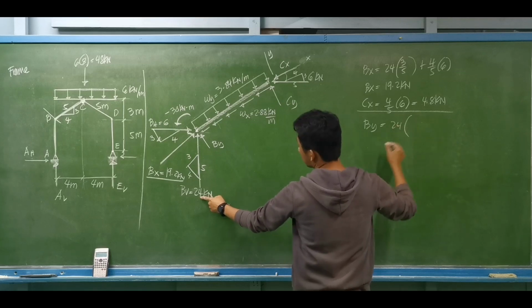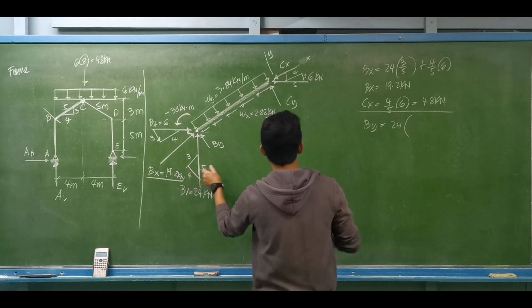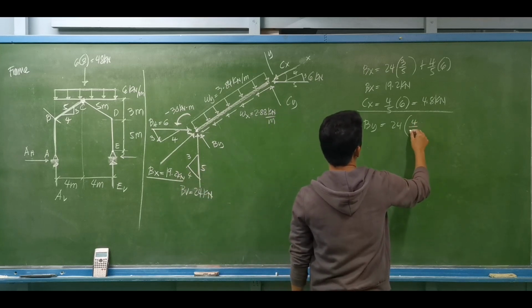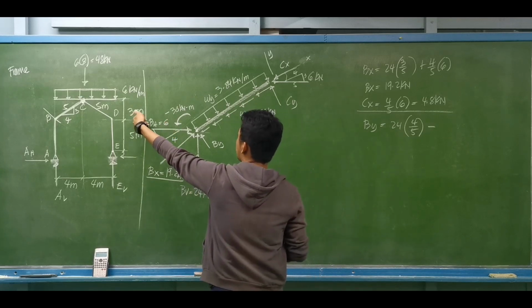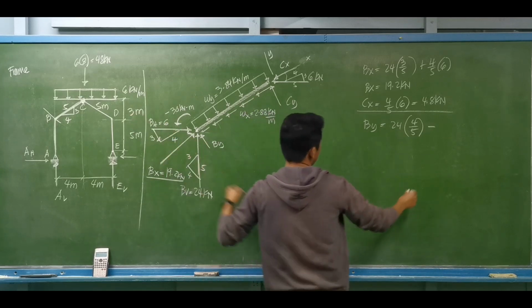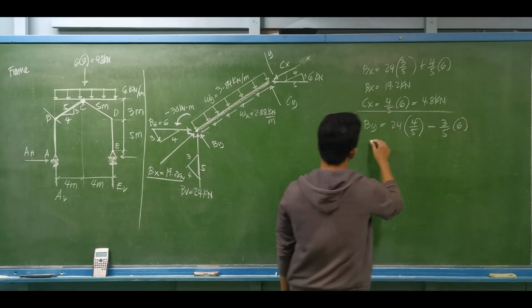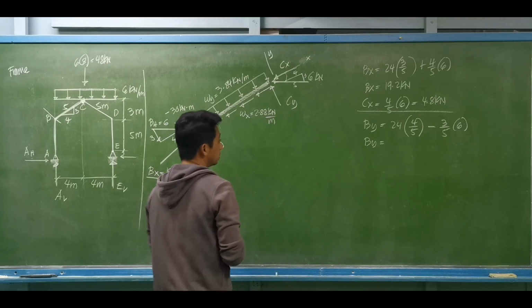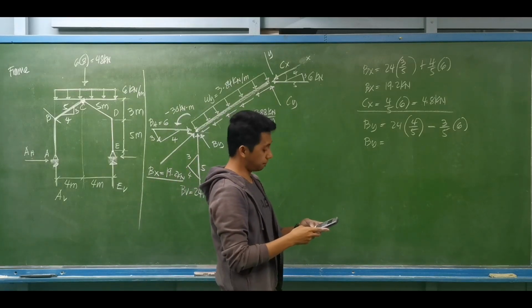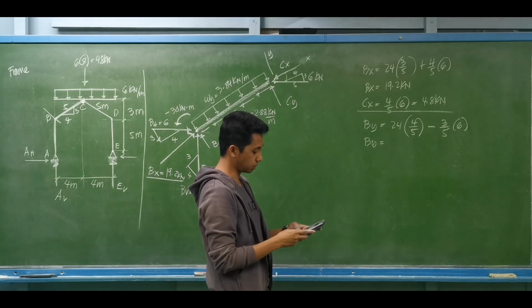What is the component of 24 perpendicular to the member? That is the B sub y. 4 over 5. That will be 4 over 5. Ay minus 6. What is its component perpendicular to the member? That is, we have 3 over 5 of 6. So we'll be having the equivalent of B sub y. So this is 24 times 4 over 5 minus 3 over 5 of 6.